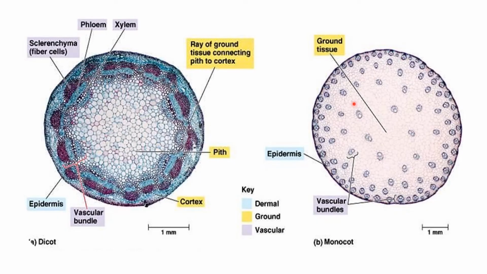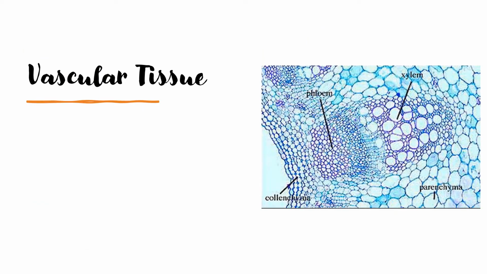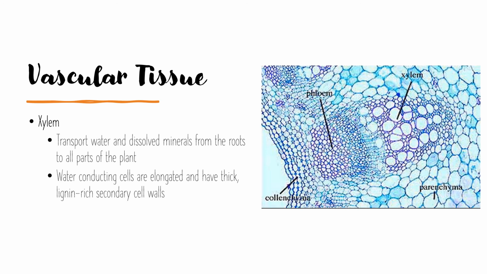Again, this is how the dermal, the ground, and the vascular tissues would all look together. This is another version of that. And next, we have the vascular tissue. By the way, vascular tissues transport water, minerals, and carbohydrates and other dissolved compounds throughout the plant. And there are two types of vascular tissues. We have xylem and phloem.